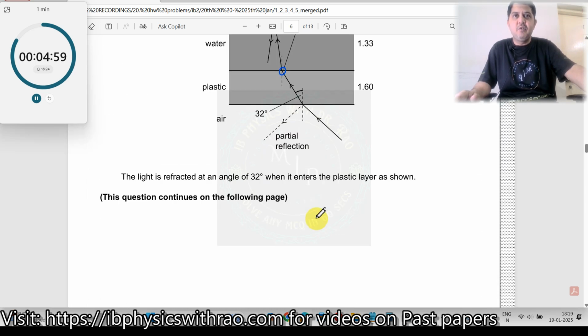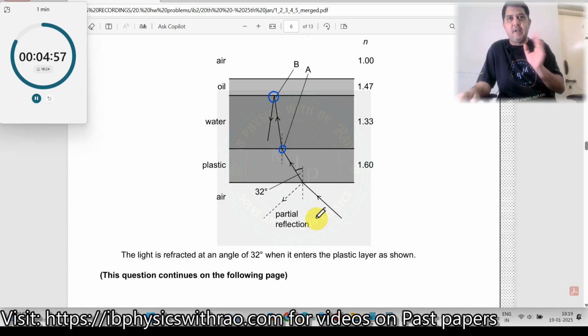Let us first see the diagram. First write down which is the rarer and which is the denser medium. Air's refractive index is 1, so this is rarer. Plastic, 1.6, is denser with respect to air. Water, 1.33, is rarer than plastic. Then 1.33 to 1.47 is going from rarer to denser, and plastic to water is going from denser to rarer. We have written all these values.